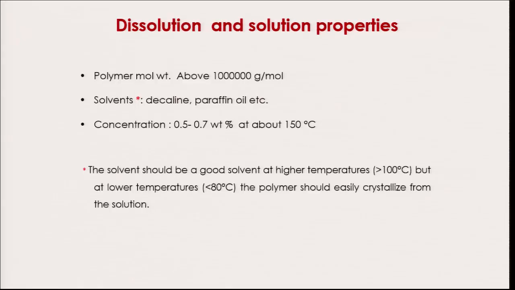So, very different. The important point is the solvent which we select, it should be such a solvent that it dissolves the polymer at high temperature when we are making the dope, but at lower temperature, that means in the spinning zone, after the spinning, it should allow the polymer chains to crystallize from the solution very easily on cooling or removal of the solvent. So, this is a very specific requirement with respect to the solvent which is used.